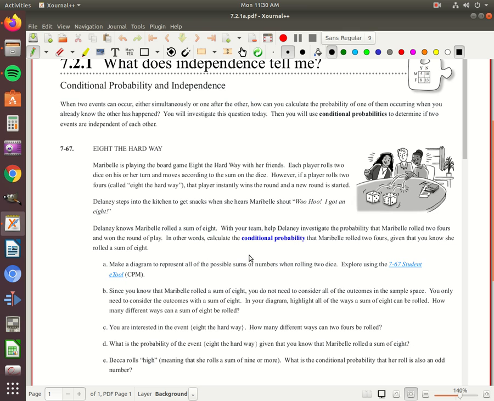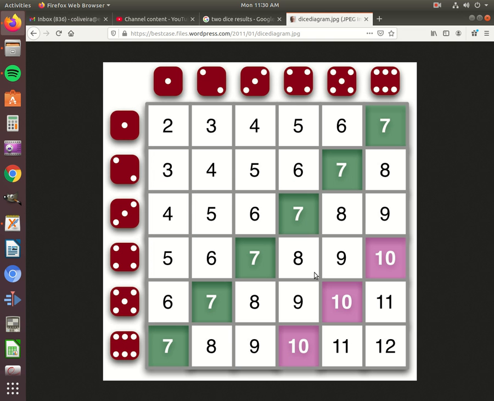With your team, help Delaney investigate the probability that Marabelle rolled 2 fours and won the round of play. In other words, calculate the conditional probability that Marabelle rolled 2 fours, given that you know she rolled a sum of 8. So make a diagram to represent all the possible sums of numbers when rolling 2 dice. So I kind of went to the internet and got that, so you can see the first die is 1 through 6, the second die is 1 through 6, and if you get 2 sixes, you get a 12. If you get a 3 and then a 2, you get a 5.